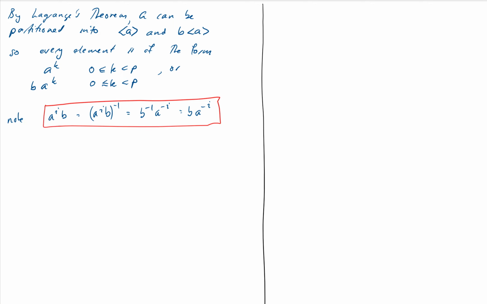Alright, so we've got 3 different cases to consider. First off, we want to see what happens if we multiply together 2 elements of the form A to the K.